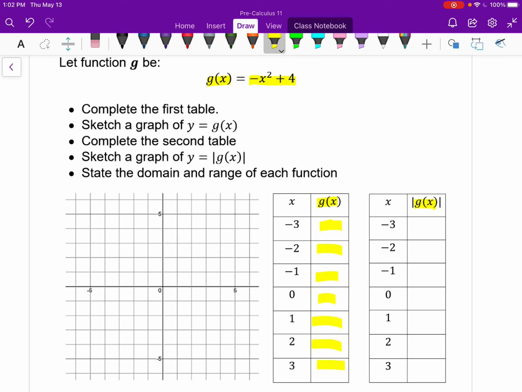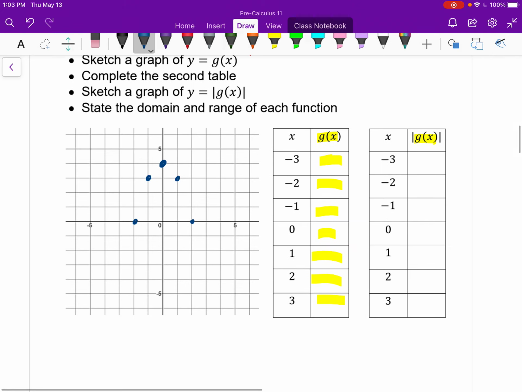So like before, since I have a quadratic function, I'm going to graph g of x first. I'll graph it in blue. And since I don't really need the table, I know what -x² + 4 looks like. It's a quadratic function that opens down and has been translated 4 units up. So I'll draw that in blue. So 4 units up, there's my vertex, it opens down. And I can fit these as well.